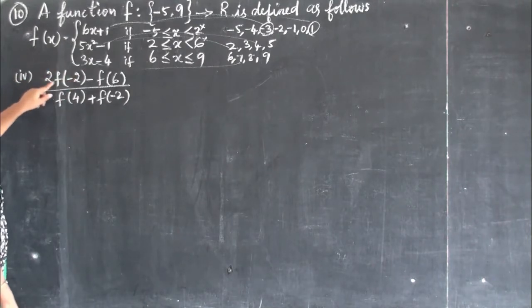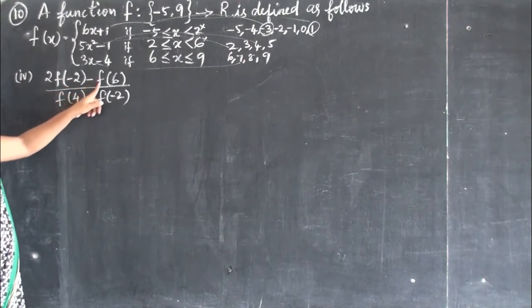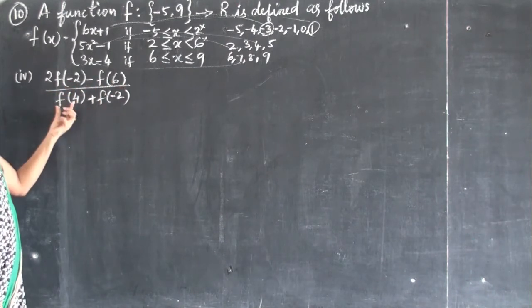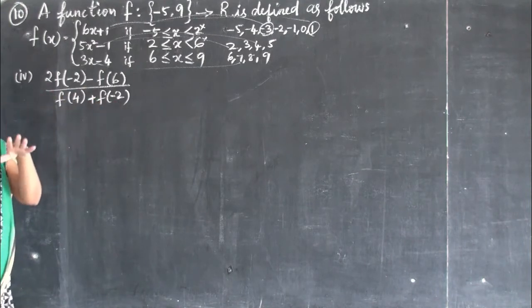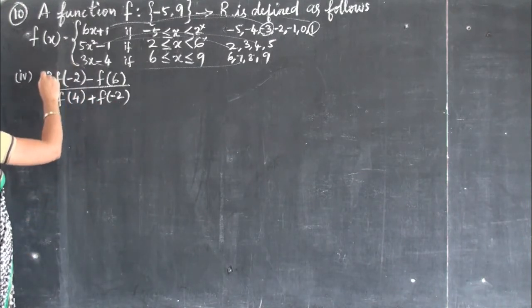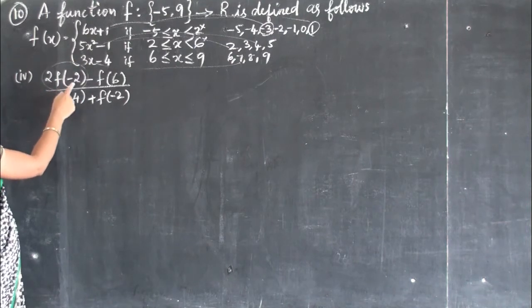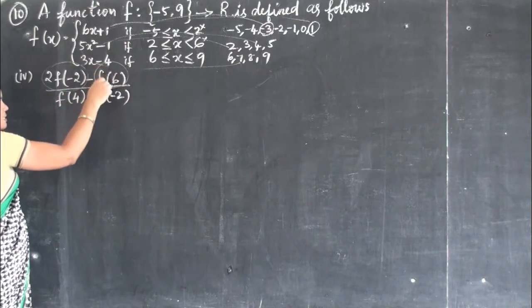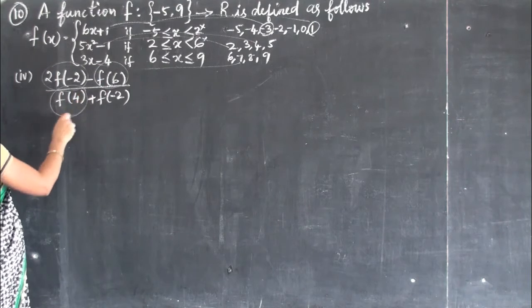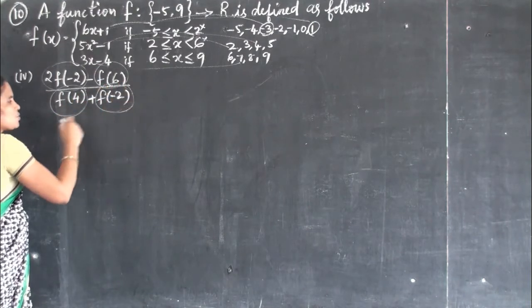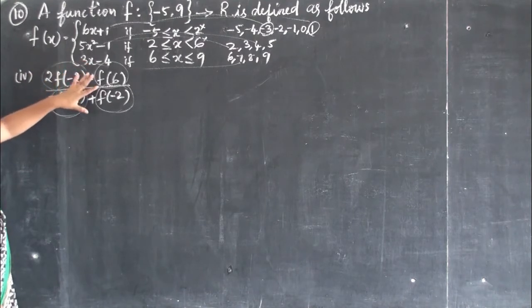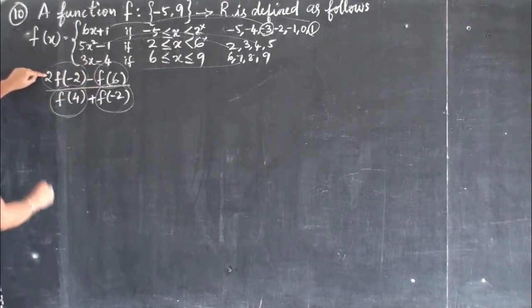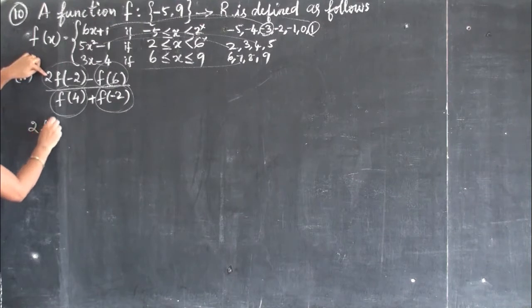Subquestion 4. Here the same pattern: 2f of minus 2 minus f of 6, divided by f of 4 plus f of minus 2. To make it very easy, first you find 2f of minus 2, then find f of 6, then find f of 4, then f of minus 2. At last, just substitute the values you find. Now let us go and find what is 2f of minus 2.